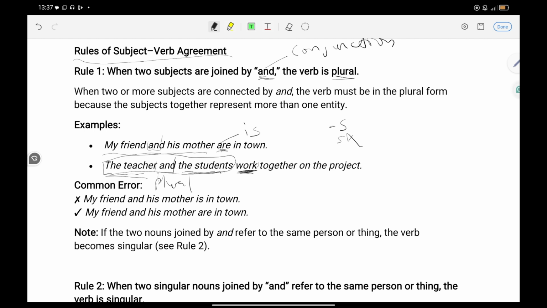Now, people make errors like my friend and his mother is in town. This is wrong. It is my friend and his mother are in town because we have two separate individuals being joined with the conjunction and. So both of them are in town. Now, an easy way to be sure is, can you replace the subjects with the pronoun they? If you can, then it is plural, with the pronoun they or we.